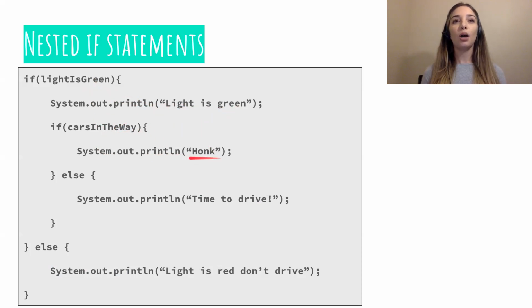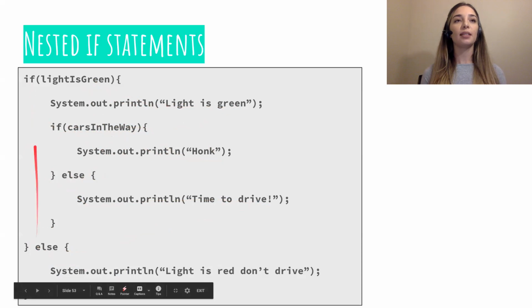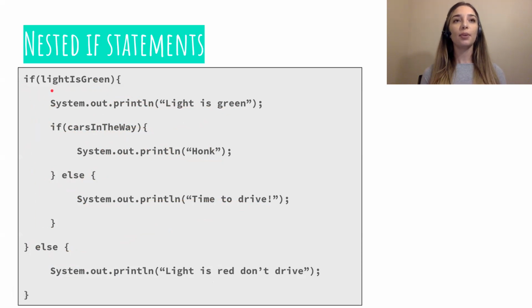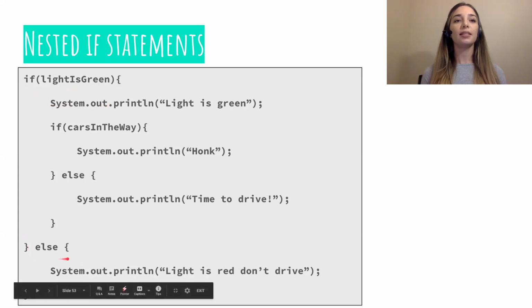We're gonna skip honk because we go into this if statement, it evaluates to false, and we jump into the else of this if. So this else is not the else of this if, but it is the else of this if. So if this is false, then we're gonna jump in here. We're gonna print time to drive. Now this else pertains to this bigger if up here. So if this ends up being false, then we jump to this else and we say light is red, don't drive.